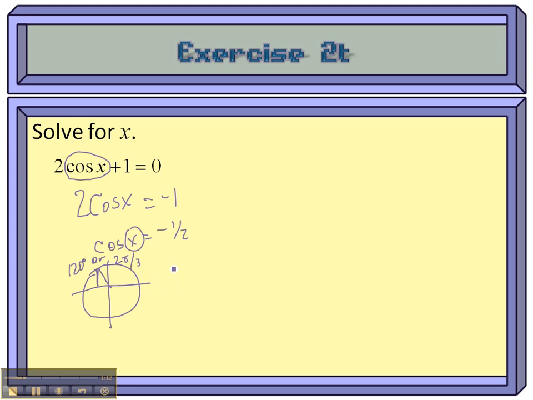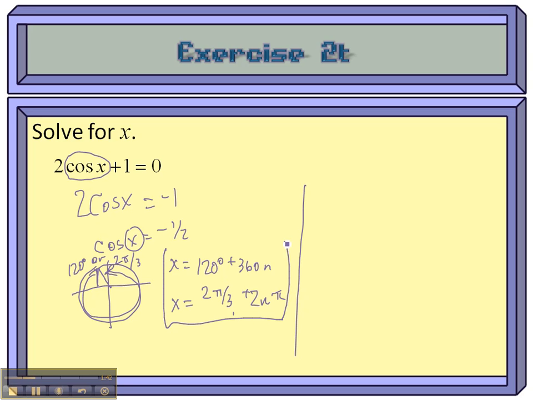If I wanted the general solution in terms of degrees, it'd be 120 degrees, and then remember it comes back around every 360, plus 360n. If I wanted to do it in radians, it's 2 pi over 3 plus 2n pi. Alright, that's one set of solutions. To get the other set, we need to find, these are all the coterminal angles.